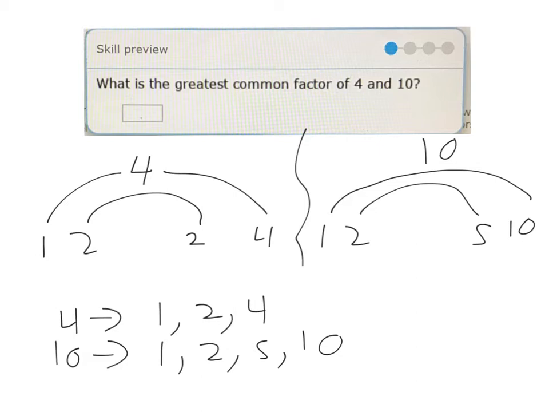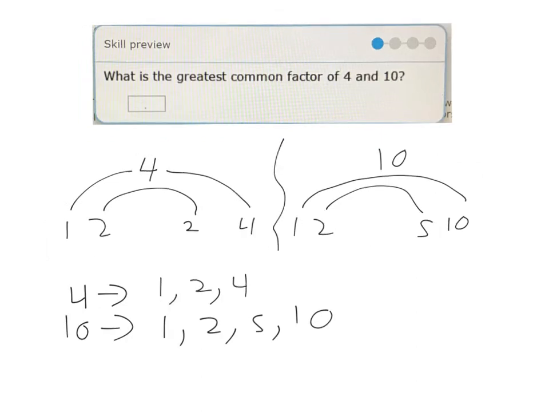So now, as the question says, we're looking for the greatest common factor. So these are the factors we have for 4. These are the factors we have for 10. Let's circle the ones we have in common. 1, 1, 2, 2. That's it. And simply the greatest, the largest number is obviously 2. So our greatest common factor is 2.